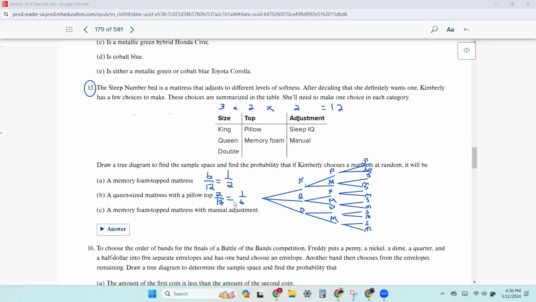So we want a memory foam topped mattress. So here's right here. This is memory foam here. This is memory foam, and that's memory foam. And out of those, how many are manual adjustments? Well, this one is the Sleep IQ, so this is a manual adjustment memory foam. This one is a manual memory foam top one, and this one is a manual memory top. So that's three out of 12. So 1/4 of them have a memory foam with manual adjustment.